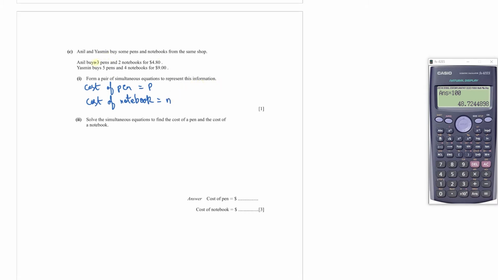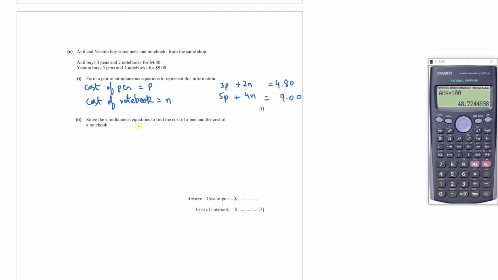So then we can form equations. For first, Anil buys 3 pens. So 3 times P will be the cost of his pens, and 2 times N will be the cost of the notebooks. So 3P plus 2N will be the total cost, which is 4.80. And then similarly, Yasmin buys 5 pens. So 5 times P will be her cost of pens, and 4 times N will be the cost of notebooks. And her total cost, if you add them together, is $9.00. So these will be the two equations.